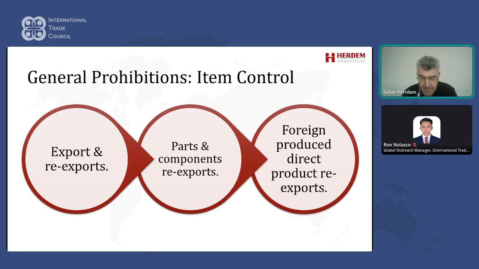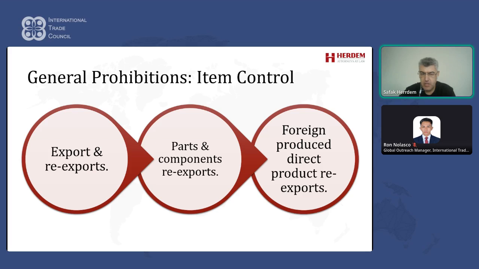This provision applies if the item is controlled for a certain reason, as indicated in the export control classification number, which is ECCN, and exporting the item to the destination country requires a license for that specific reason, as indicated on the country chart.